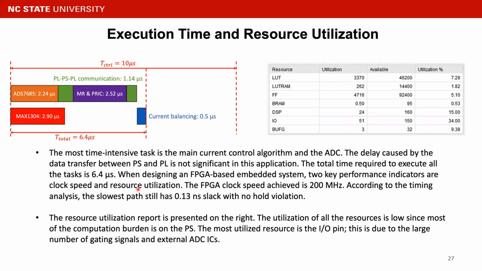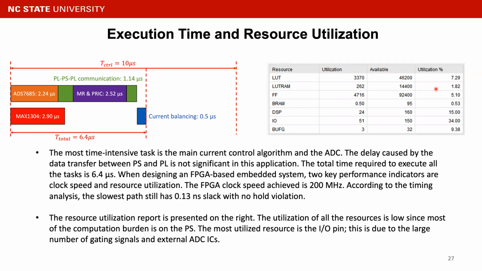When designing an FPGA-based embedded system, two key performance indicators are clock speed and resource utilization. The FPGA clock speed achieved here is 200 megahertz. And according to a timing analysis, the slowest path still has 0.13 nanoseconds left with no hold violation.